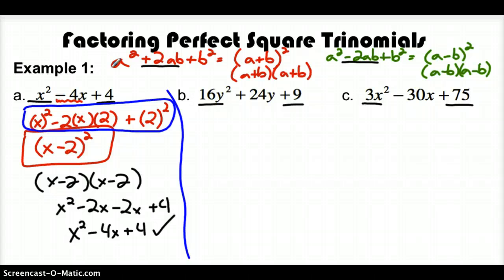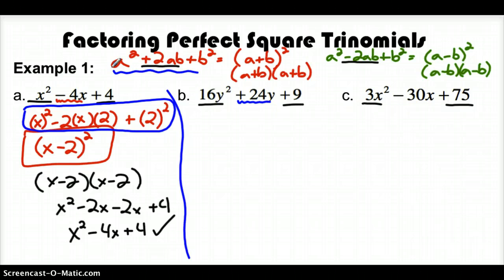Okay, but let's look at another example. In part B, we've got 16y squared plus 24y plus 9. We're leaning towards the red pattern now because our middle term here is positive, and so we can try to write this down as our pattern like this.